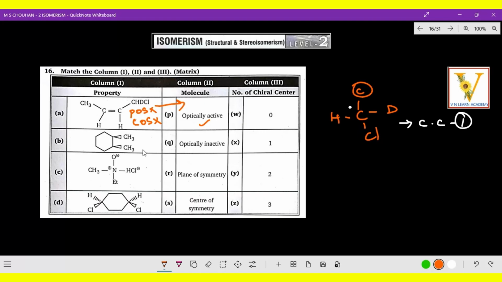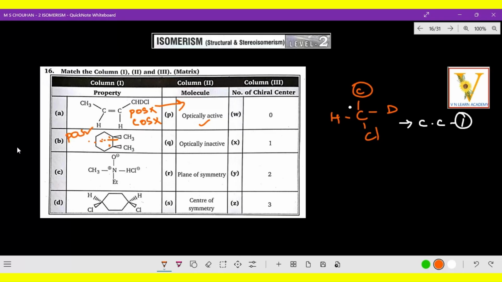And in the other structure, a plane of symmetry is available. There is no POS here. When you cut, it will not be equal, so you cannot identify POS, COS. Both sides are different, right? Okay. Now the next point. Here 1 chiral center is there. When you cut in between, it is equal, like when you cut an apple, it will be equal, right? So POS is present. POS is present means it's achiral.